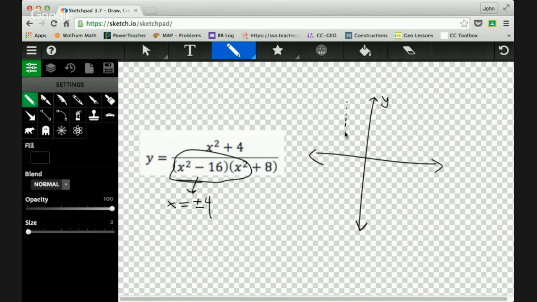So I'd make a dotted line at x equals negative 4. Forgive me for the messiness. And a dotted line here, where x equals positive 4. That'd be my first step for this. Secondly, I would graph it on the calculator to get a better picture of what's going on. And then I would get my horizontal asymptotes.